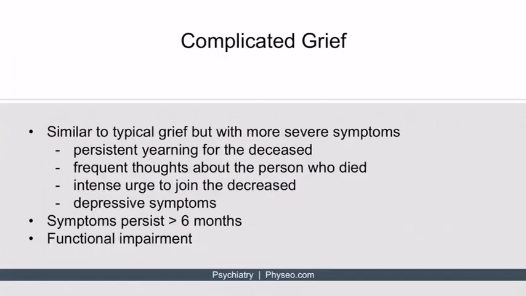Complicated grief is similar to typical grief, but has more severe symptoms. As you can see, most of the ideas are similar to typical grief, they're just more severe. So yearning for the deceased, thoughts about the person who died, an urge to join the person who died, and depressive symptoms. Another key distinction is that complicated grief persists longer than 6 months, and it's associated with functional impairment.